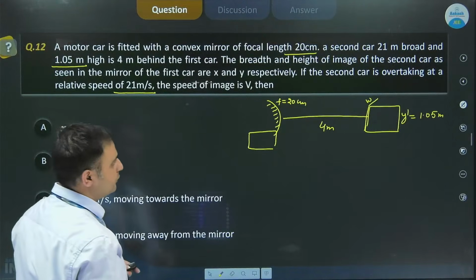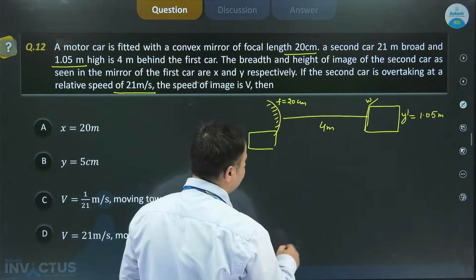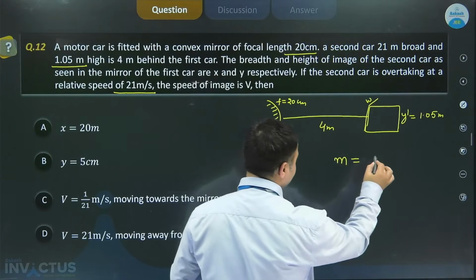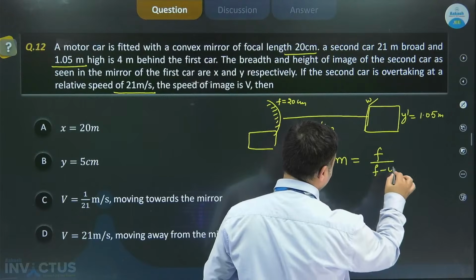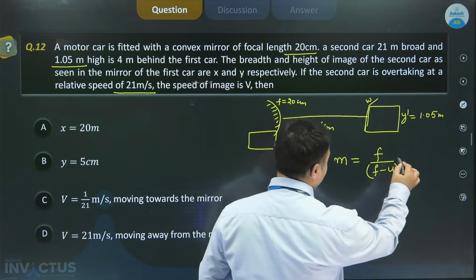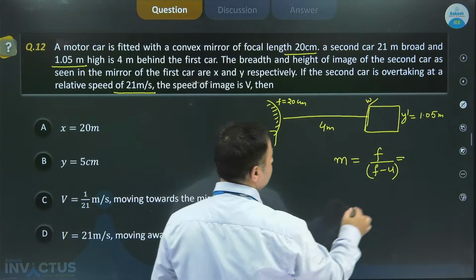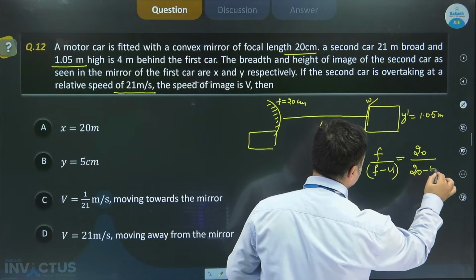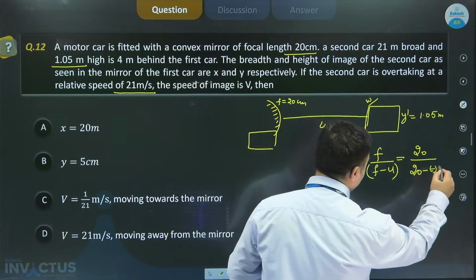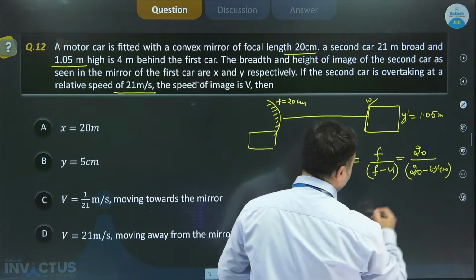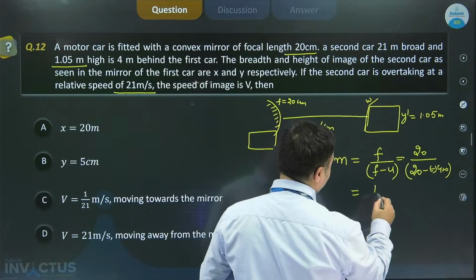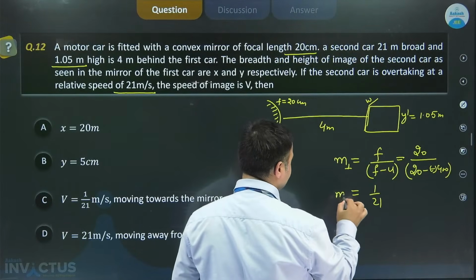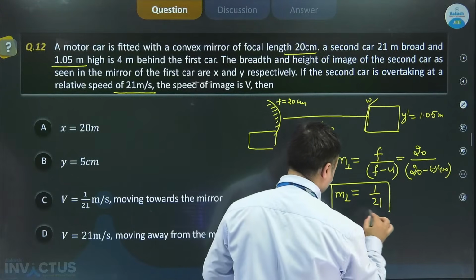Okay, so for this, first of all I am calculating the transverse magnification. Transverse magnification is f upon f minus u. On putting these values with sign convention, 20 upon 20 minus the distance, which is 400 in centimeter, it comes out to be 1 by 21. So transverse magnification is 1 by 21.